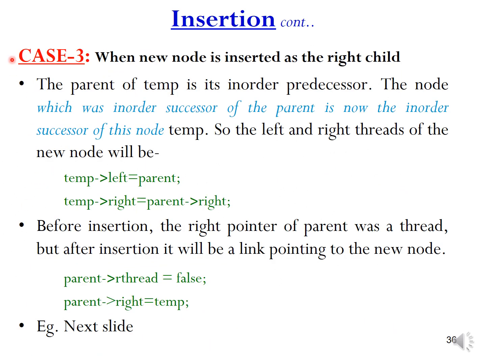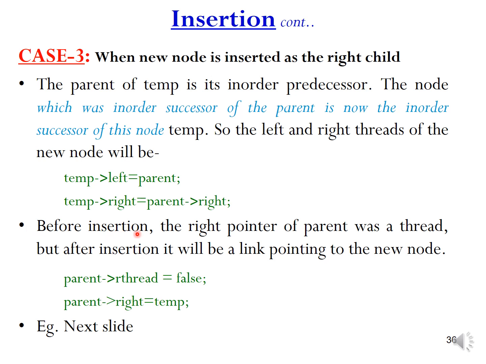When a new node is inserted as the right child, the node is inserted in the right subtree. The parent of temp is its in-order predecessor, and the node which was the in-order successor of the parent is now the in-order successor of this node temp. So the left and right threads of the new node will be: temp left will be parent, temp right will be parent right, and before insertion the right pointer of parent was a thread.